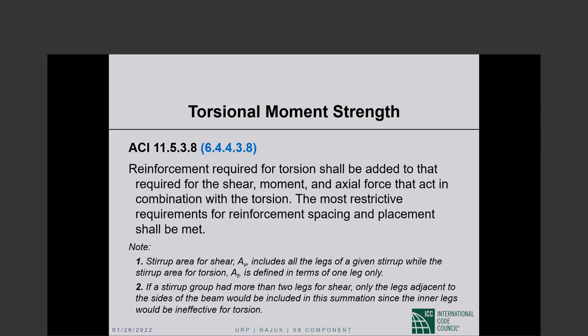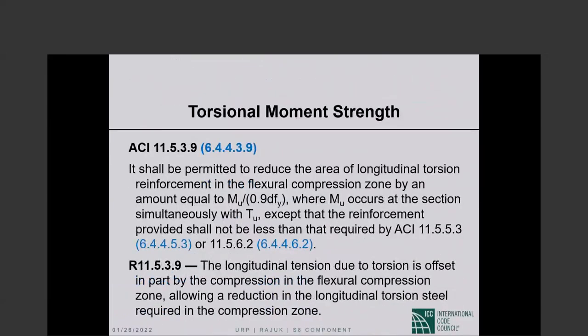Okay, torsional. If you visualize torsional shear, then the stirrup area for shear includes all the legs of a given stirrup, while the stirrup area for torsion is defined in terms of 1 leg only. If a stirrup group had more than 2 legs per shear, only the legs adjacent to the sides of the beam would be included in the summation, since the inner legs would be ineffective for torsion. Okay, so both of those notes are pretty important.